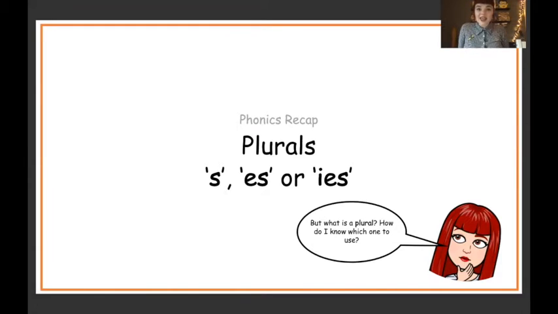So like I said, the past couple of weeks we've been working on plurals and we've been working on adding S, adding ES and adding IES, and we know there are different rules we have to follow to make sure we're doing that correctly. So let's recap those now.